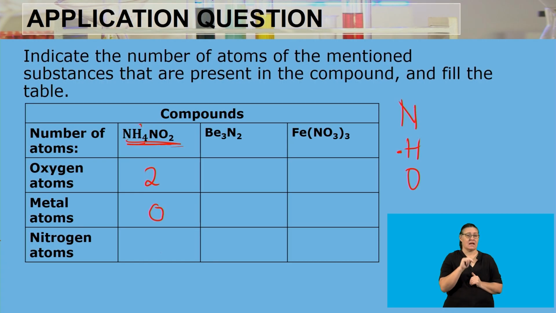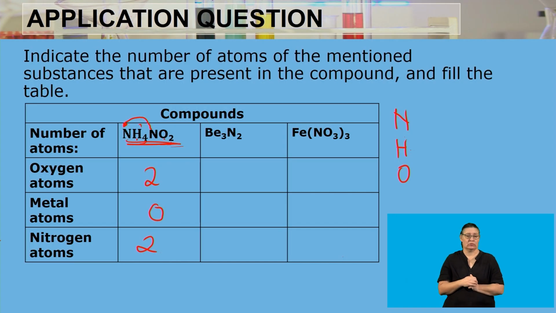Then how many nitrogens do we have? Like I said, the 4 is specifically for the H, the 2 specifically for the O, so that means we only have 2 nitrogens. So we have 2 nitrogens. Now the next compound, Be3N2. How many oxygen atoms do we have here? There's no O in this compound, so that's going to be 0. And then how many metals do we have in this compound?